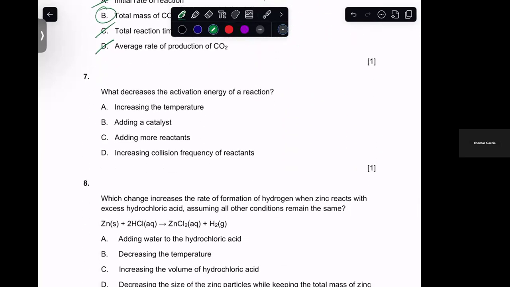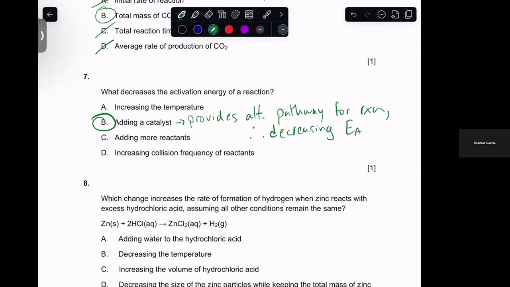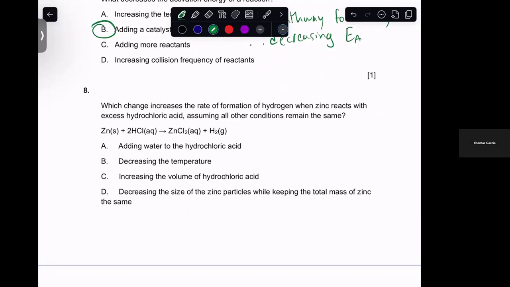Seven, what decreases the activation energy of a reaction? Well, we literally have a saying that I wanted you all to learn forever. It's a catalyst because a catalyst provides an alternate pathway for reaction, therefore decreasing activation energy. That is the most important thing to remember about a catalyst. Number eight.